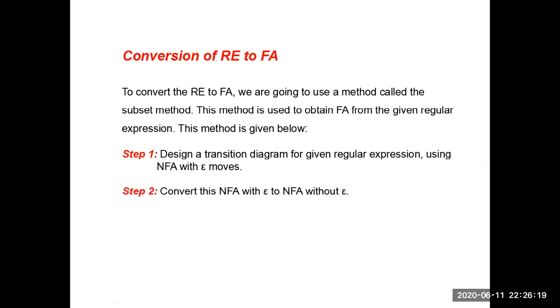Next, convert that NFA with epsilons to NFA without epsilons. Finally, convert that NFA to DFA. These are the main three steps for the regular expression. We write the NFA with epsilons, next it is moved to NFA without epsilons, then NFA without epsilons will be converted to DFA. Later, that DFA will be represented in the form of a transition diagram.